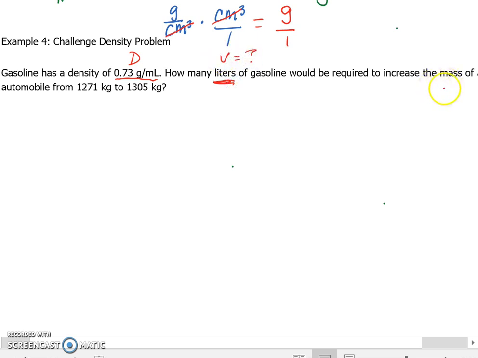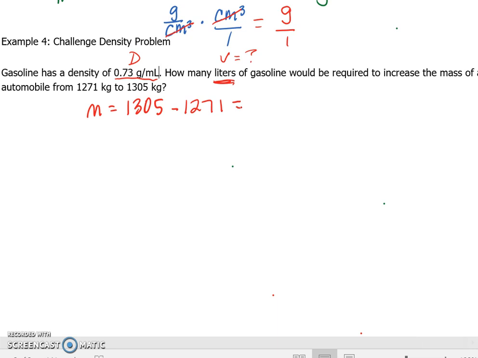And here it says to increase the mass from this number to this number. So what I really want to find out is not the mass when it's 1,305. I want to know how much to increase the mass. So I want to first subtract to find out how much mass I am increasing. And if I do 1305 minus 1271, I end up with 34 kilograms is how much I'm trying to increase my mass.